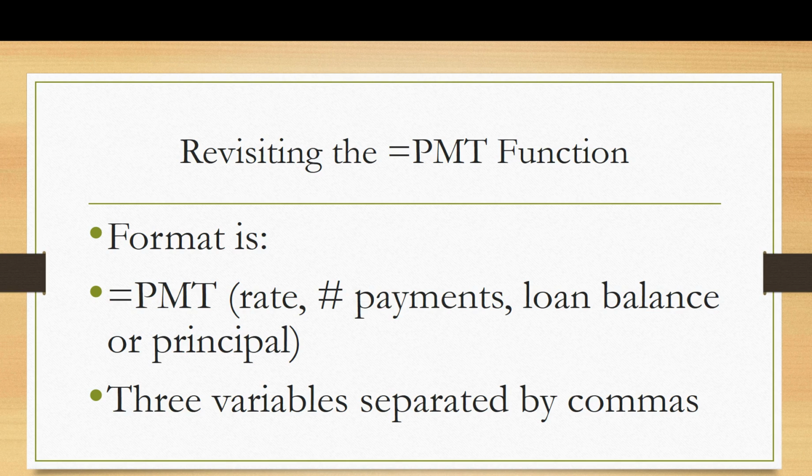Before we start the amortization table, let's revisit the equals PMT function. Remember that the format is equals PMT with three variables separated by commas. The variables must be listed in the specific order, with the interest rate listed first, the number of payments listed second, and the loan balance or principal listed third.